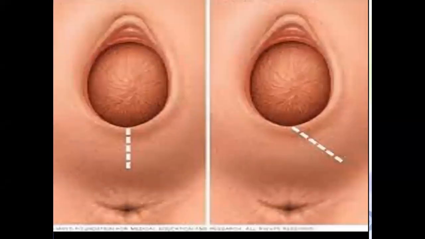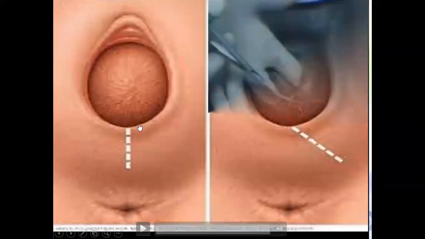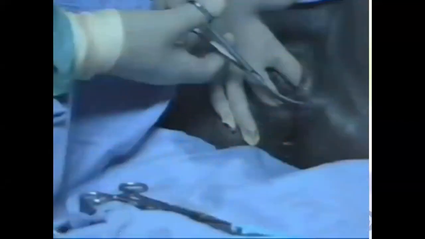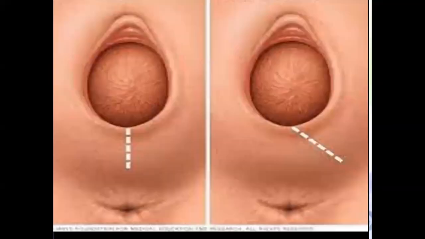That's why home deliveries are discouraged, because if you deliver unattended or at home, there's going to be a tear towards the anus. Definitely, the weakest point will be towards the anus. But if you deliver attended, there will be a cut.